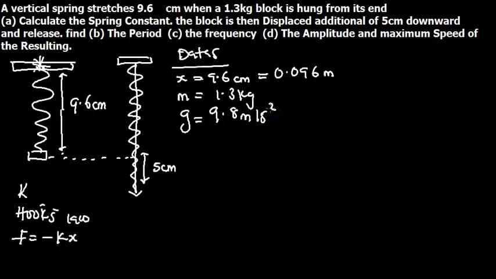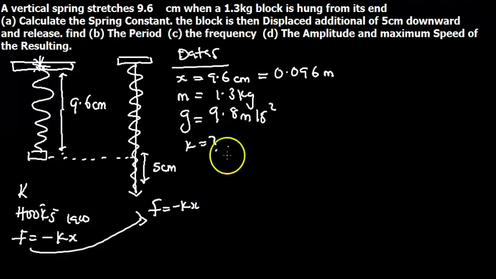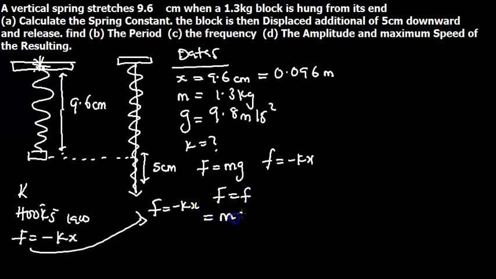Let's see how we can solve the problem. We are asked to find the spring constant, which is K. Therefore, K is unknown. We said we are going to use Hooke's law, which says F is equal to negative Kx. First, you need to know that F is simply going to be mg. And according to Hooke's law, F is negative Kx. We are going to put the two formulas together. Therefore, F equals F, which is the same as saying mg equals negative Kx.